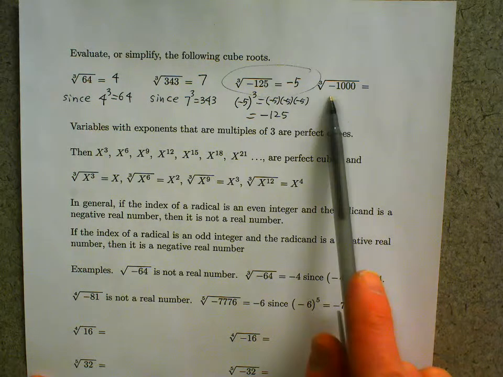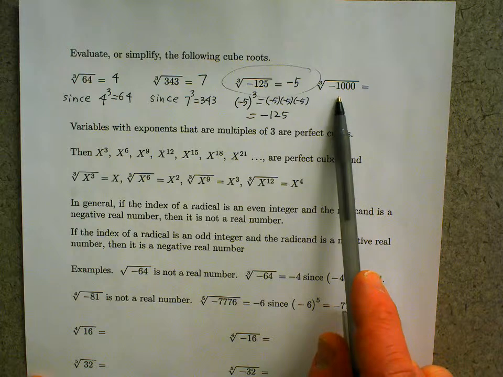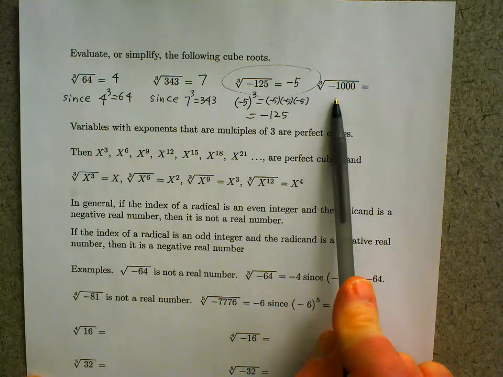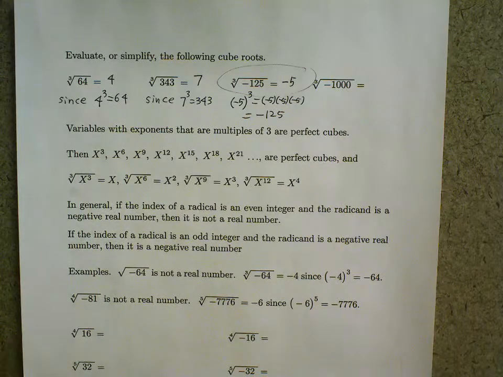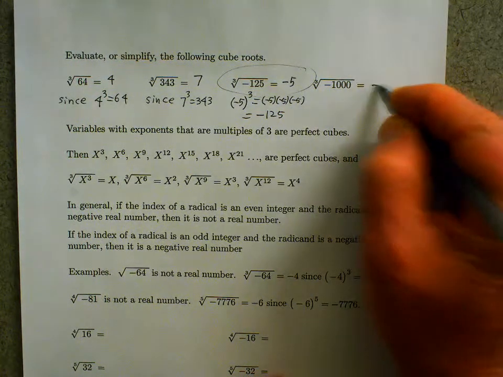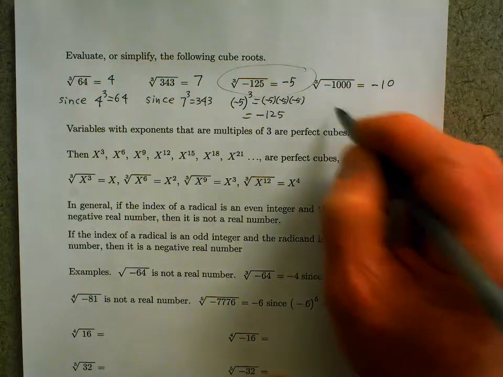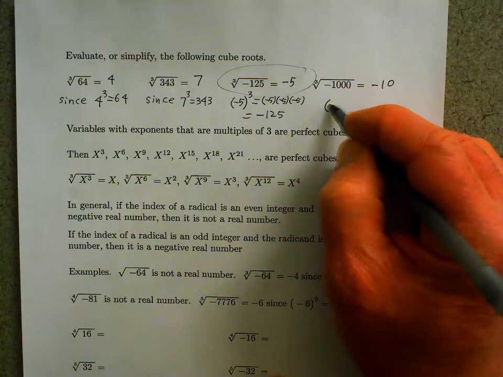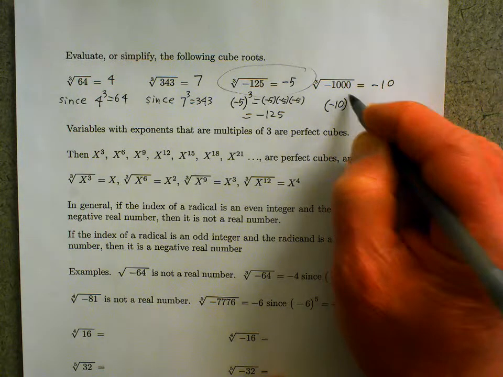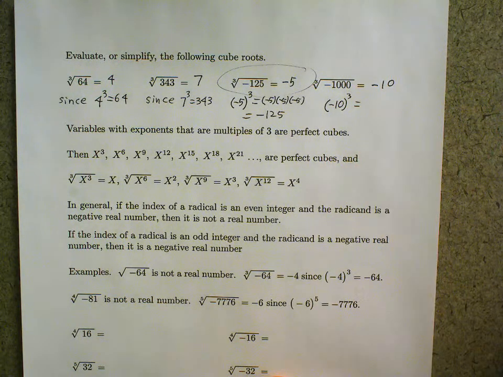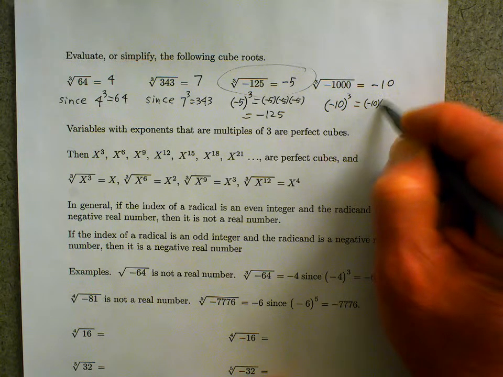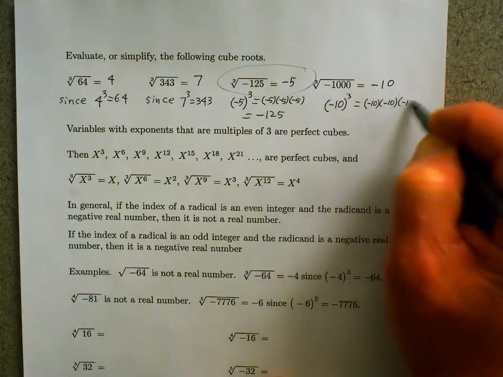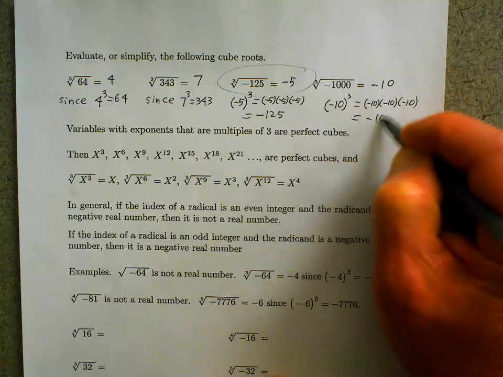Okay, then our next example, the cube root of negative 1,000. Negative 10. Yeah, negative 10. If you raise the number negative 10 to the third power, that means negative 10 times negative 10 times negative 10, which is negative 1,000.